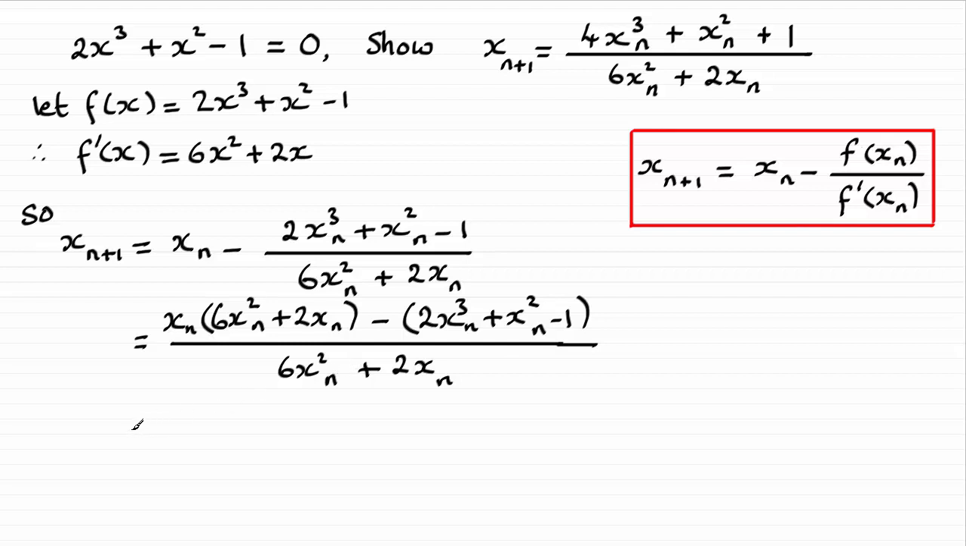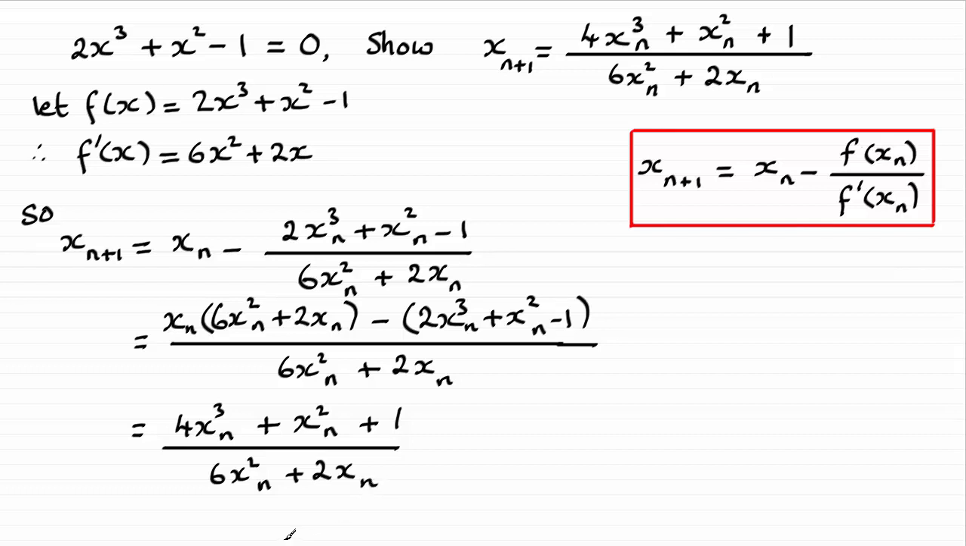And now all I need to do is expand our brackets and group up terms. You can see here we've got 6x cubed with a subscript n minus the 2x cubed there. So that's going to leave me with 4x cubed with the subscript n. And then here we've got 2x squared, okay, minus the x squared here. And that's going to leave me with plus 1 lot of x squared with the subscript n. And then you've got the minus, minus 1, which is plus 1. And it's all over then that denominator of 6x squared with the subscript there, plus 2x with the subscript there. Okay, and that's how we do it.